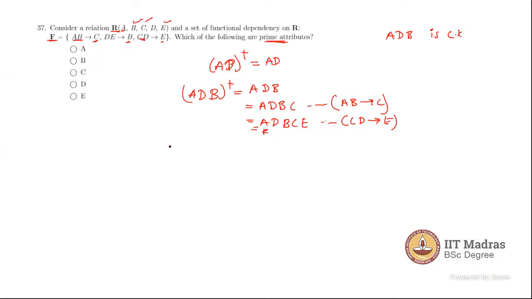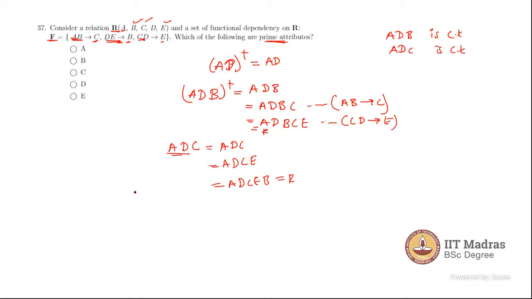Now let us try another combination, that is A, D, and C. Similarly, here from CD I can find E. So that is A, D, C, E. Now from DE I can determine B, so A, D, C, E, B, and from AB I can determine C, which is already here. So it is also equal to R. So ADC is also a candidate key.